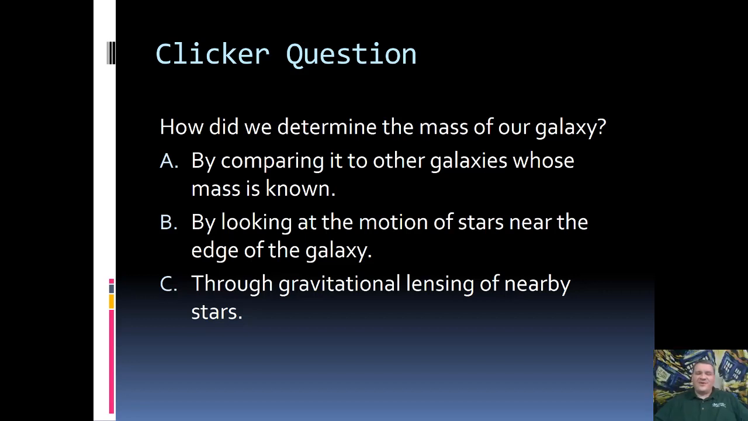All right, so the correct answer is B, by looking at the motion of stars. When dealing with galaxies, because the mass is all spread out, we can't just look at the motion of a single star to figure out what's going on. The motion of that one star tells us about the amount of mass inside of that star's orbit. So to figure out the mass of the entire galaxy, we look at stars right at the very edge.